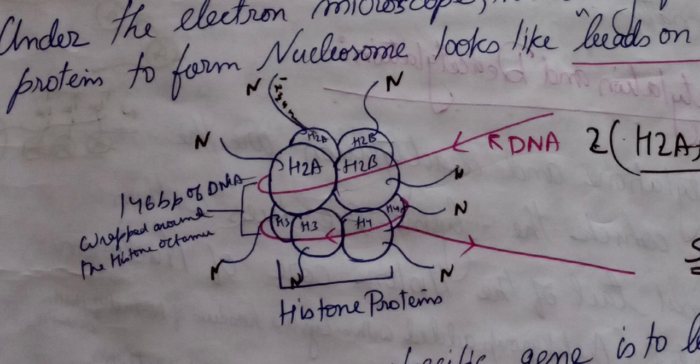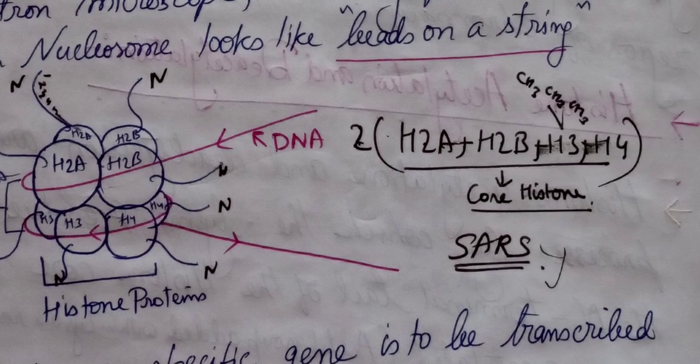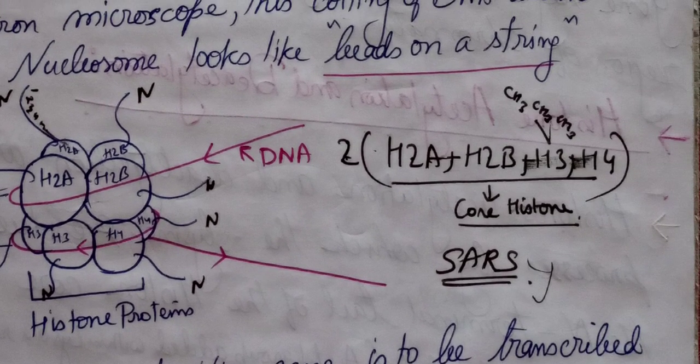So see, this pink one is your DNA. 146 base pair of DNA is required to wrap around this histone octamer. Histone octamer means 8 histone proteins are involved. There are usually 4 types of histone proteins: H2A, H2B, H3 and H4. Each of these types of histone protein is found in 2 molecules. Okay, so they are the core histones, right?